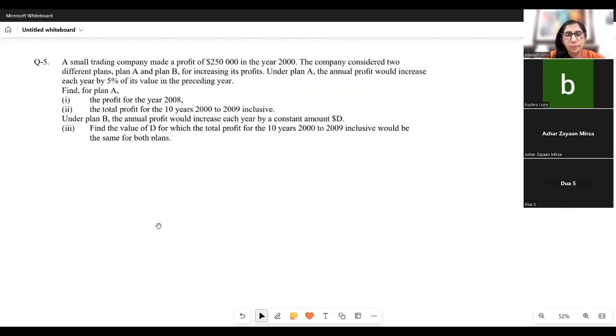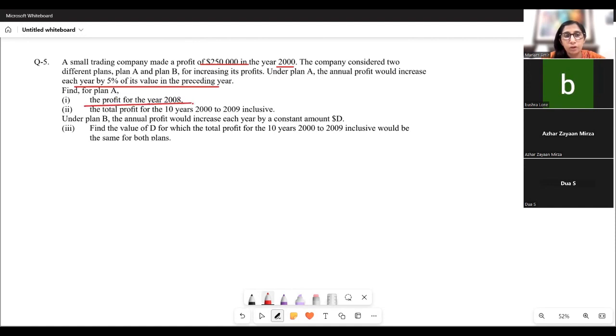A small trading company made a profit of 250,000 in the year 2000. The company considered two different plans, Plan A and Plan B, for increasing its profit. Under Plan A, the annual profit would increase each year by 5% of its value in the preceding year. Find for Plan A the profit for year 2008. All right. So the first year, the profit is 250,000.